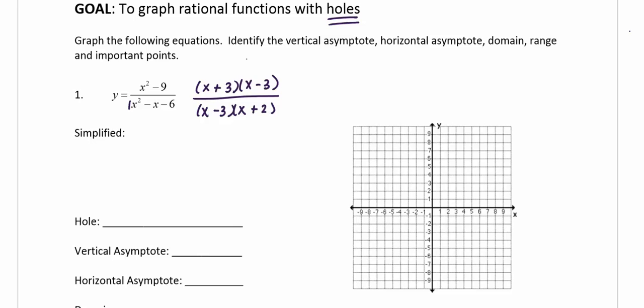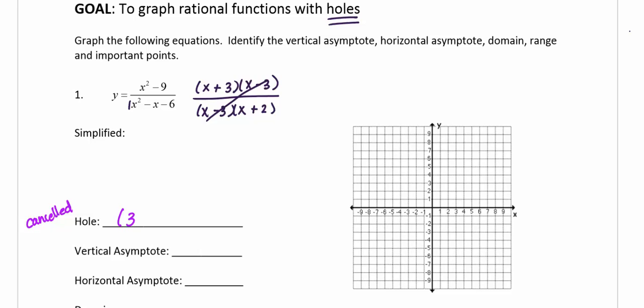So once you factor, what you notice is that you have this factor that cancels, this x minus 3, because you have one on the top and one on the bottom. So that's very important because what that means is you have a hole at 3, because 3 minus 3 would be 0. So your hole is at 3. So anytime you cancel a factor, if it's canceled, you have a hole there.